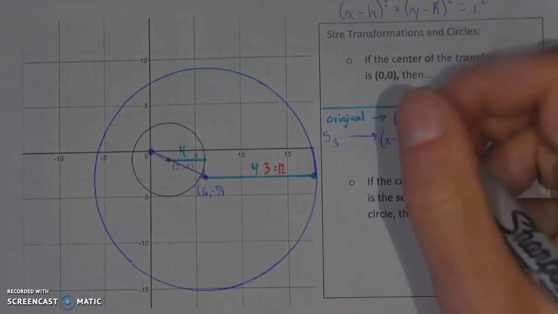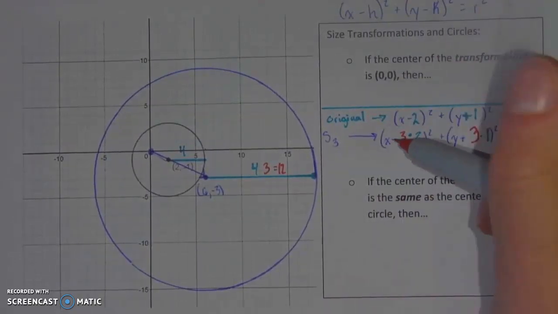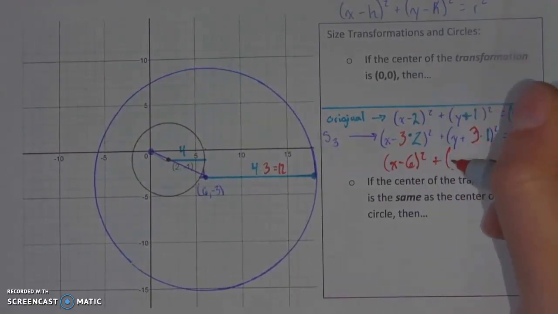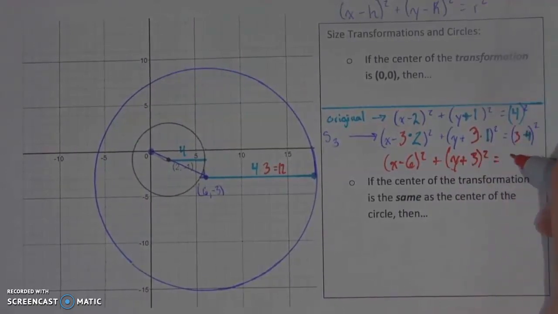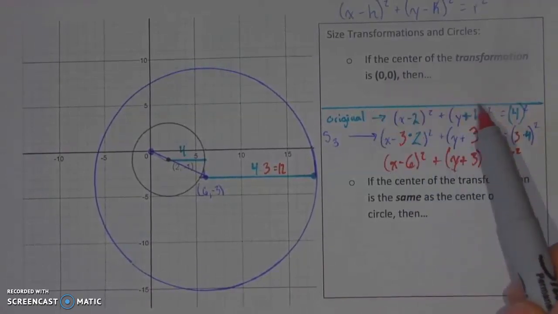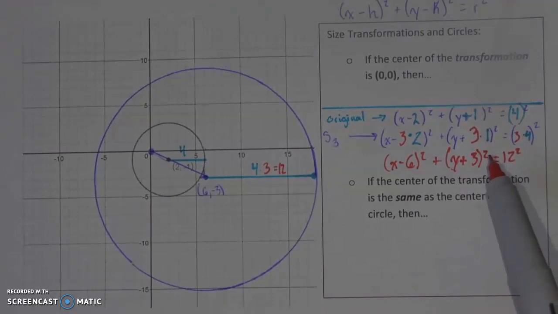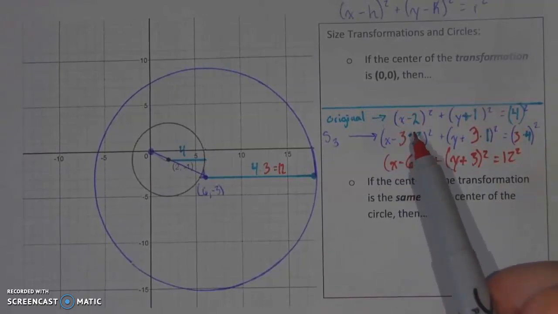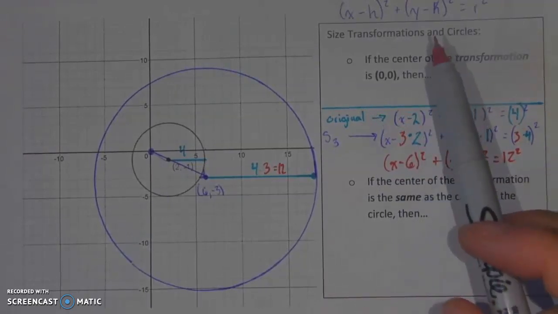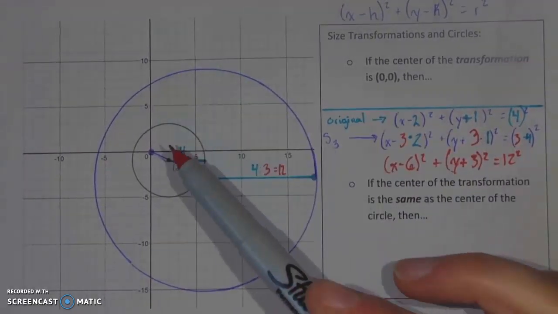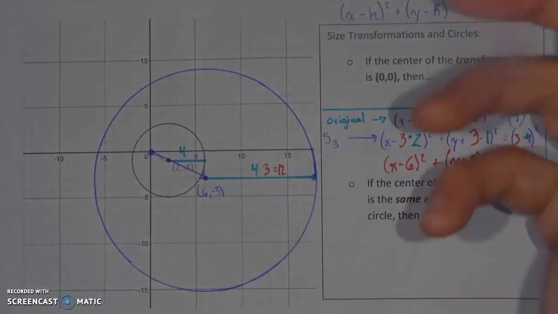But better yet, not only does it give me a new equation of x minus 6 squared plus y plus 3 squared is equal to 12 squared, I have actually found out how to write all equations of the circle with a size change of a magnitude k and our original formula of the circle. Now notice this does have to have a center of 0, 0 because we're expanding away from 0, 0.